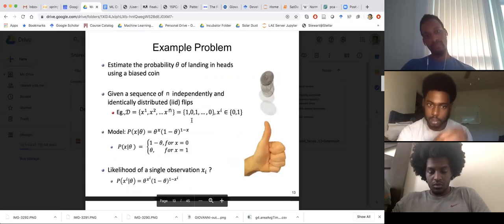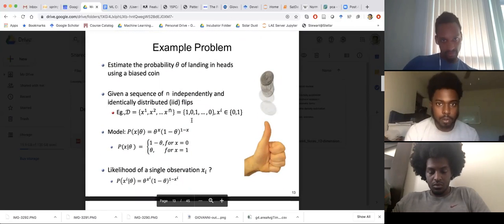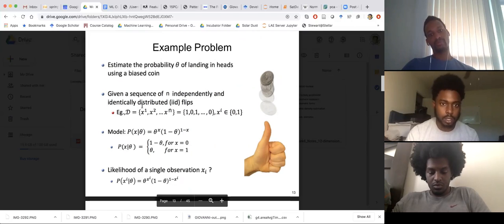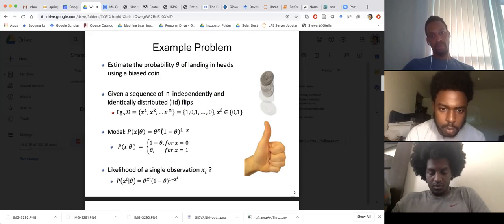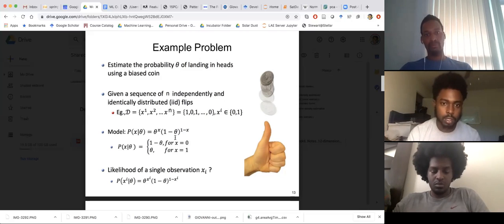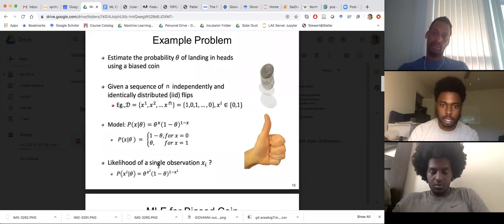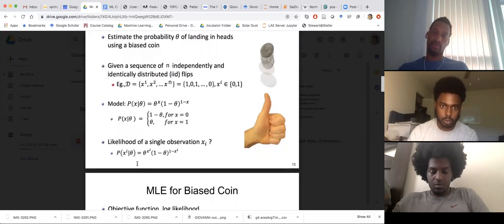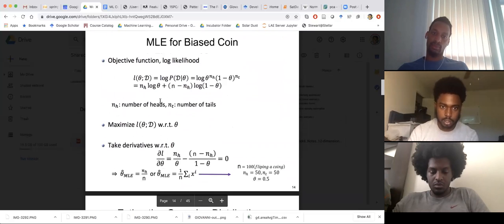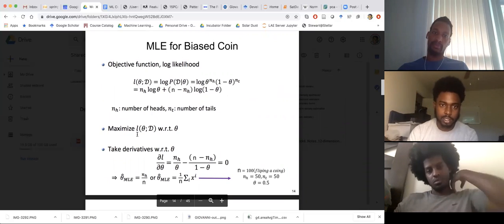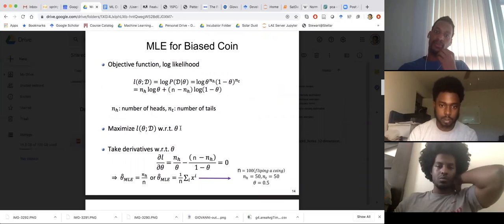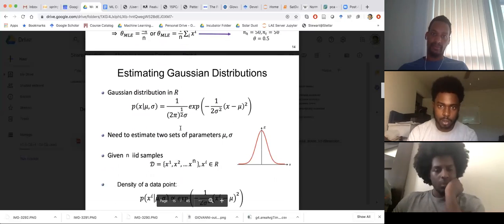Okay. So here's an example. Probability of theta landing on heads, biased coin. We get these flips. This is the data, D. We're going to say our model is going to be this. Does anyone know what the model is? Bernoulli distribution, which is a discrete one. And then we're going to use the maximum likelihood estimator to get these the way we want them. So here's the math. Maximize our likelihood with respect to theta.